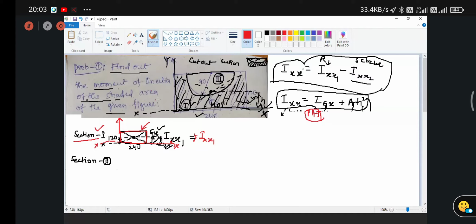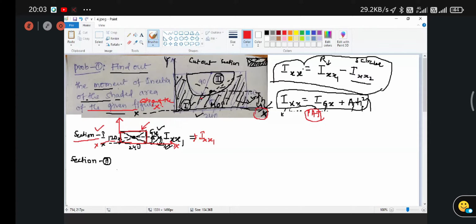So here they have mentioned in the problem that, for the given figure, they have to mention about the base, not about the central axis. If they have the central axis, it is different. So directly you can go for the BH cube by 12 formula. But here they have mentioned about the x-axis. So the x-axis is what we are having in the problem.